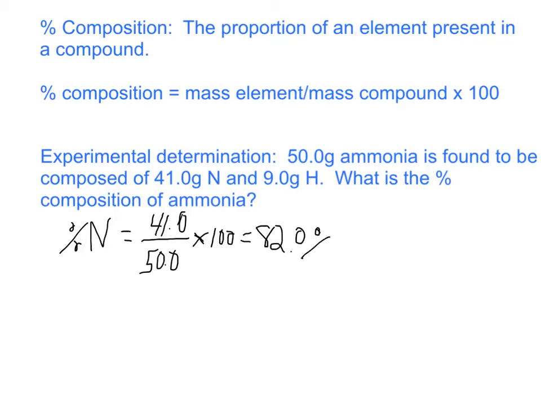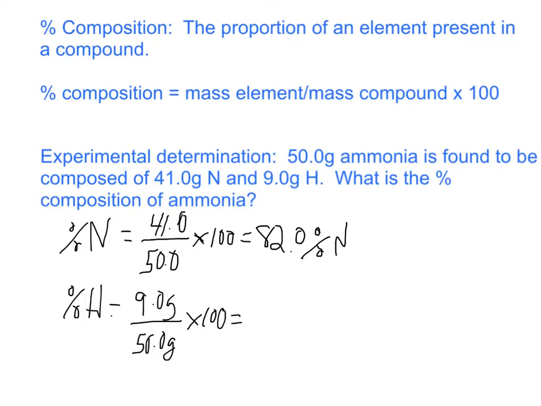Now you can go on and do the math for the next one, which is 9 grams of hydrogen divided by 50 grams total. Or you could be smart about it and subtract 100 minus 82 to get the percent. But right now we're going to show you the math because the math never fails. So this would be 18.0%. Oh, actually no, this one would just be 18%, sorry, because the hydrogen only had 2 sig figs. So we'll rewrite that as just 18, no decimal point.